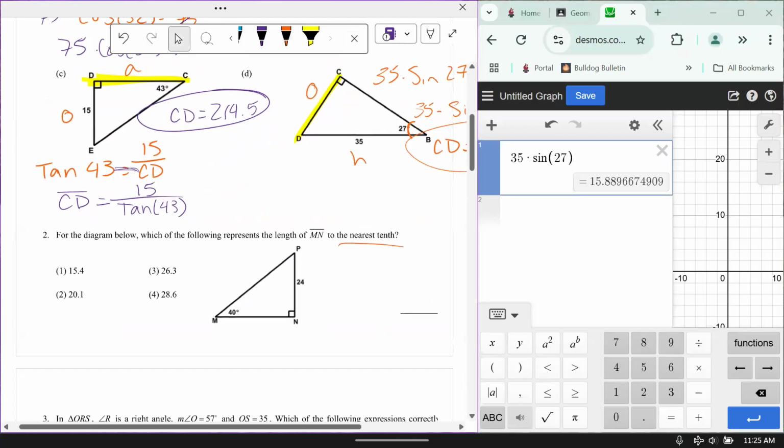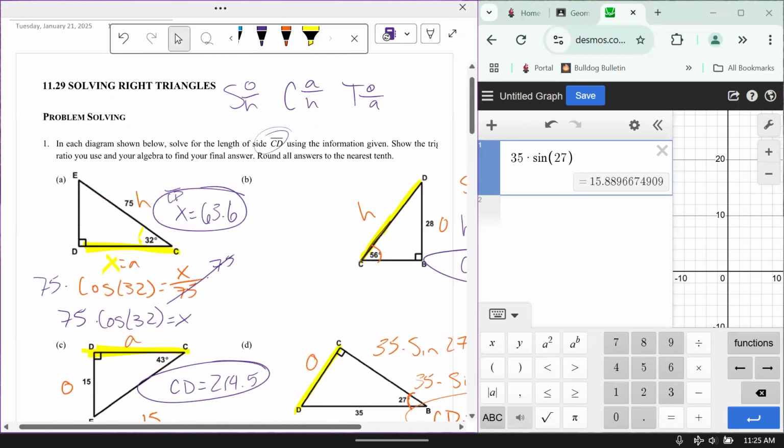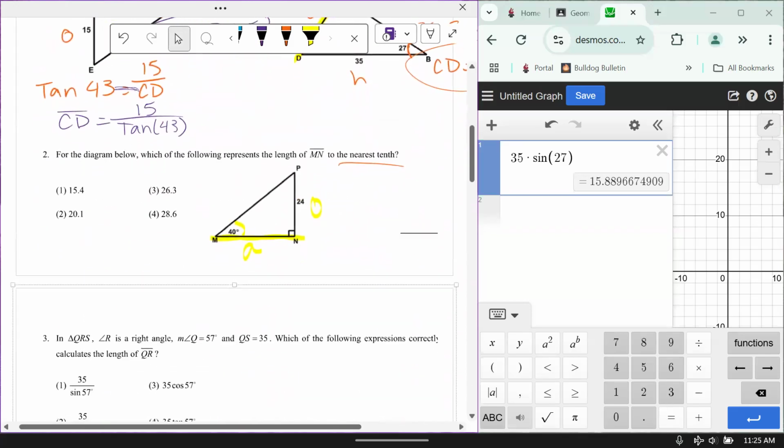Okay, in the diagram below, which of the following represents MN? So here's our MN. Okay, so that would be adjacent to our 40 degrees, while this is opposite. All right, so that's adjacent, opposite. That would be, for our SOHCAHTOA, tangent. So tangent of 40 equals opposite of 24 over adjacent MN. Okay, those guys would flip, so we'd have MN equals 24 over tangent of 40.